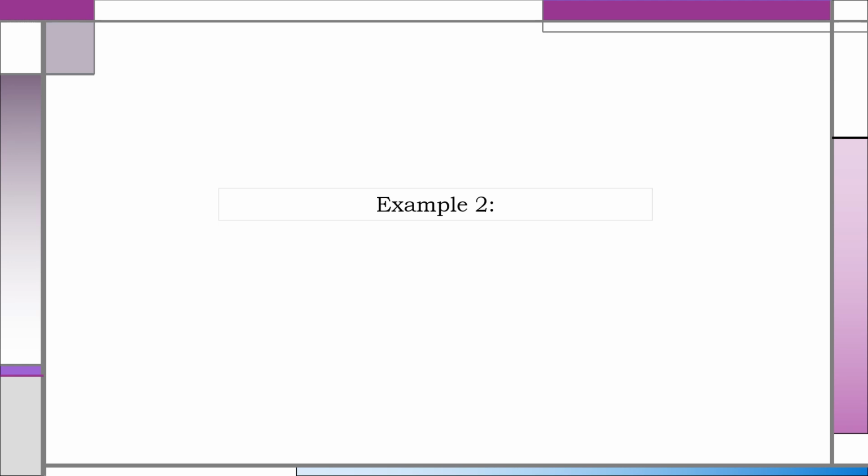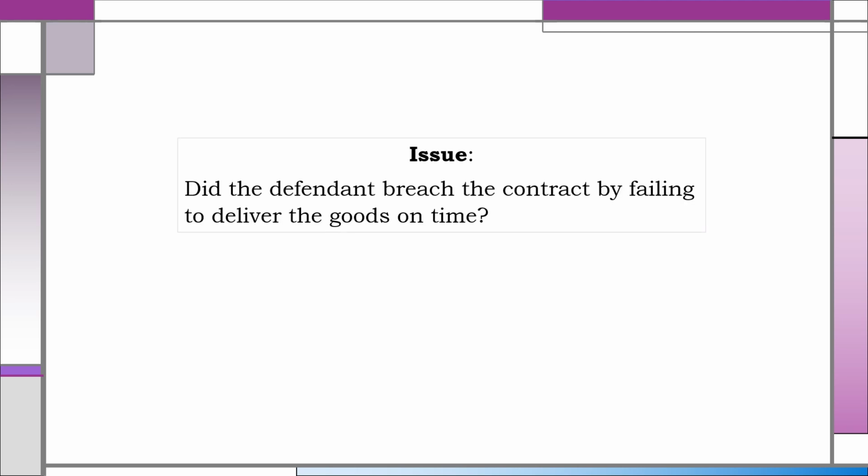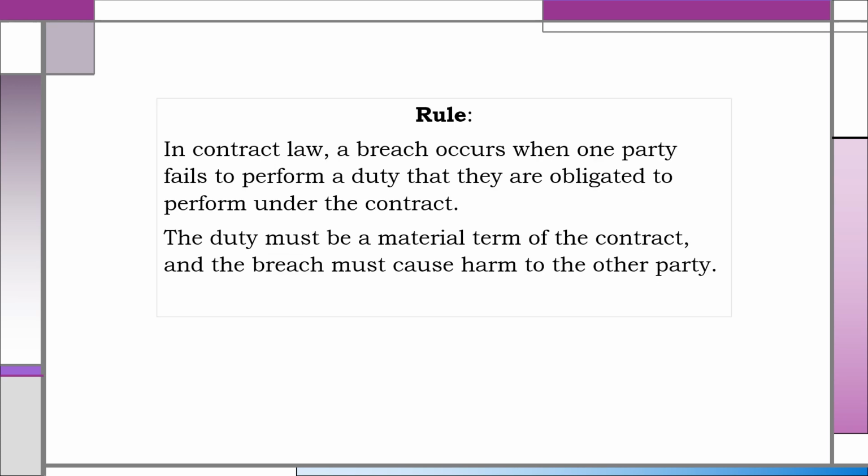Here is another example of an answer or argument that uses or applies the IRAC method. Issue. Did the defendant breach the contract by failing to deliver the goods on time? Rule. In contract law, a breach occurs when one party fails to perform a duty that they are obligated to perform under the contract. The duty must be a material term of the contract, and the breach must cause harm to the other party.